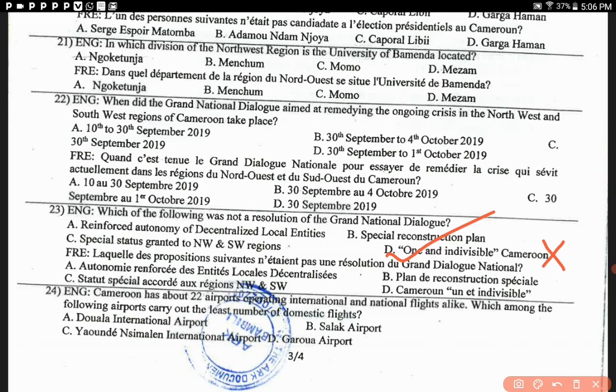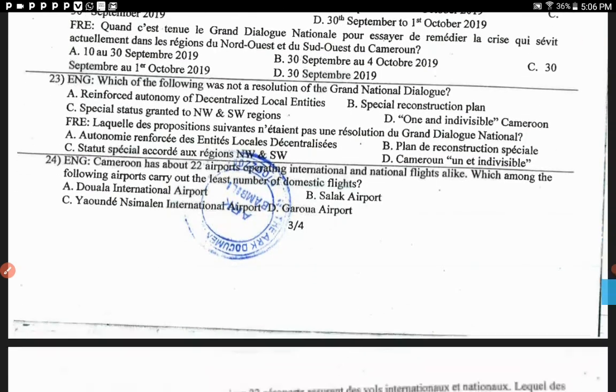Question 24. All right, all the answers are not complete, so let me read the question first. Cameroon has about 22 airports operating international and national flights alike. Which among the following airports carry out the least number of domestic flights? It's B. So let's look at that. Let's look at all the options before we conclude.